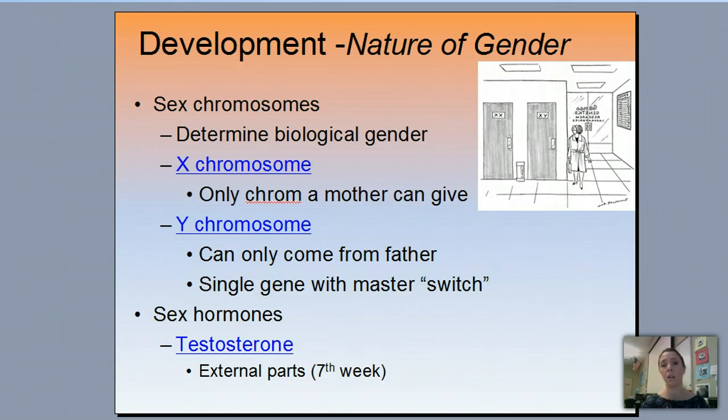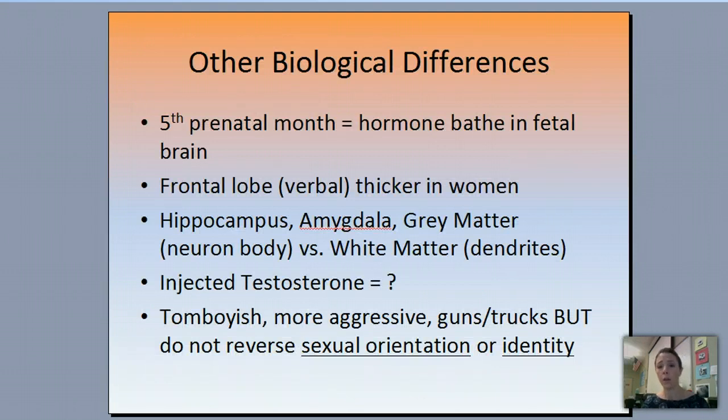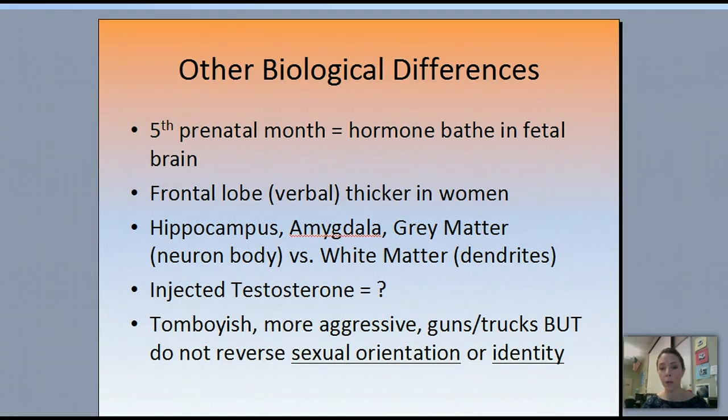It's a lot easier to see on an ultrasound a baby boy because of the external parts versus a girl, all right? So that sex hormone testosterone, produced in large amounts especially during the 7th week, has an effect on male development. About the 5th month, the hormones again bathe the brain of the fetal baby, right? So in utero, the child is being bathed in hormones, and again, it causes more development of the male brain.